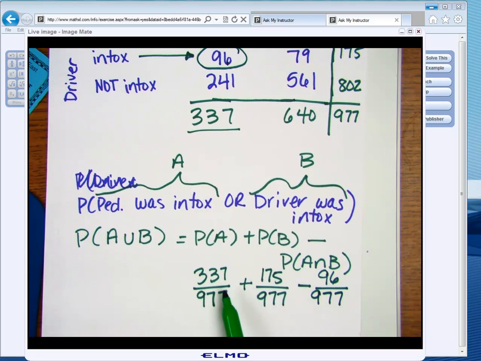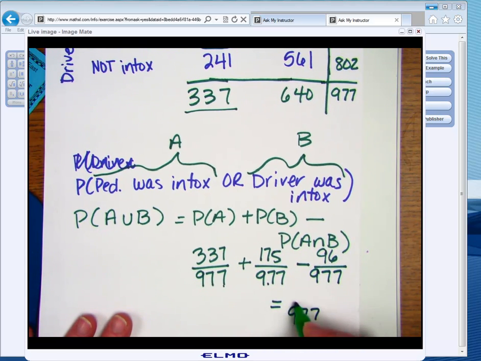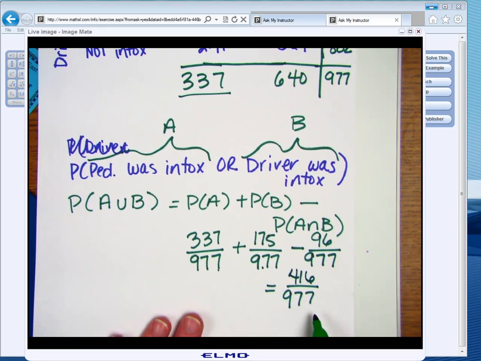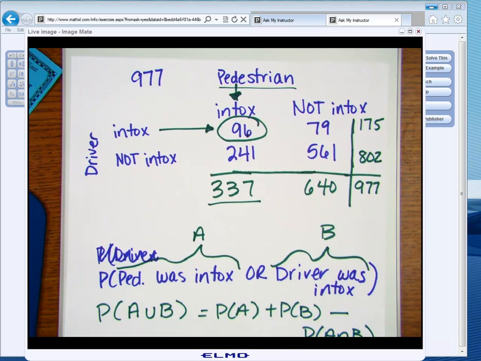So you can do your math here. Notice that we have a common denominator all the way through, so my denominator will end up being 977. And we'd end up with 337 plus 175, subtract the 96, which is 416 over 977. And you can, of course, convert that to a decimal. I hope that helps. But to begin with, do your row and column totals and go from there.